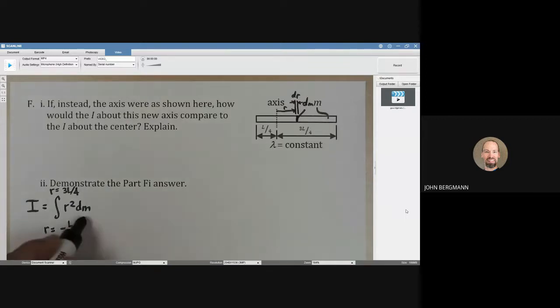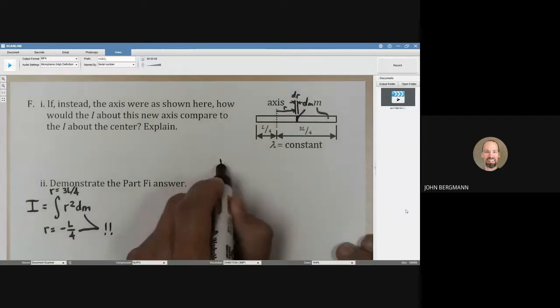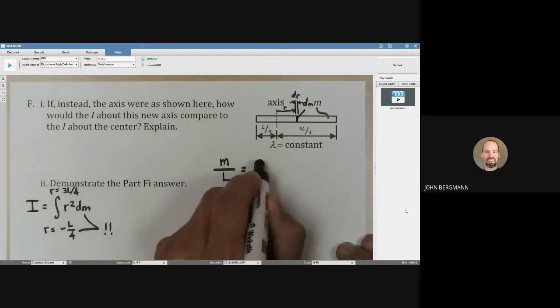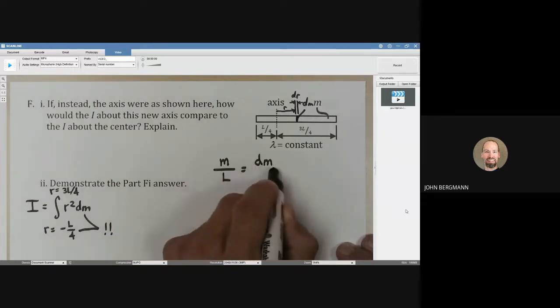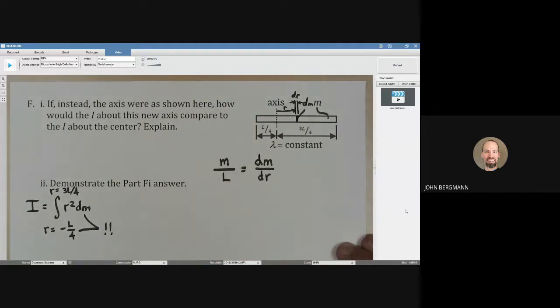Once again, our differential and our integration limits do not agree. And so we're going to have to resolve that again. And the way we did that last time was we said the mass of this uniform rod divided by its length has the same ratio as the mass of dm divided by that tiny thickness dr, which means that dm is equal to m divided by L times dr.